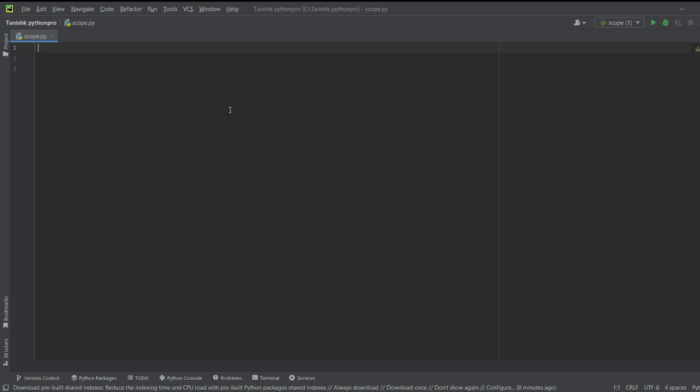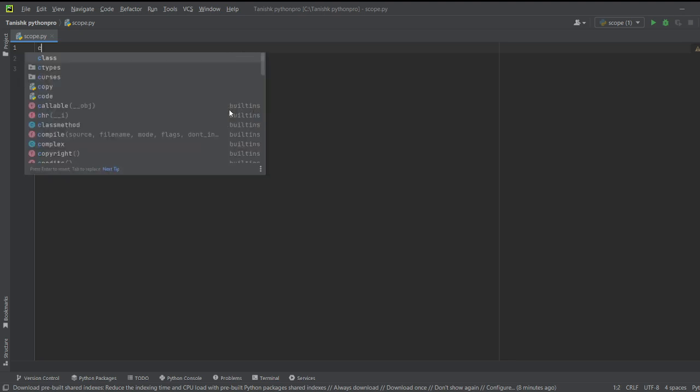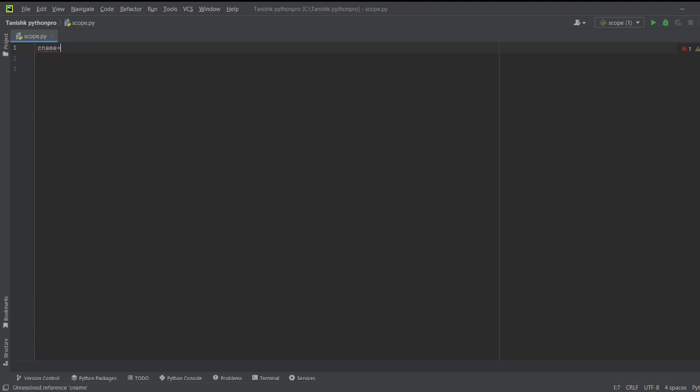Write a program to input an electricity bill. We have created a PyCharm editor in Windows. So let's start. cname is equal to input.